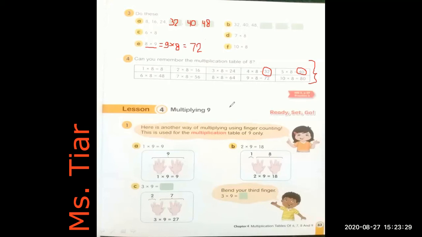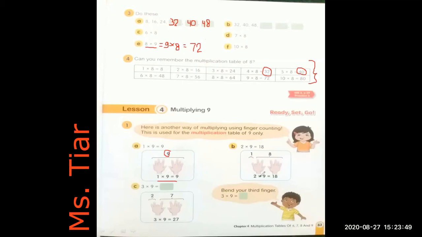You guys understand? Okay, now we go to multiplying by 9. Well, actually, this is very easy. How? Because you can use your fingers like this. So if you want to know 1 times 9, you close one finger here, and then you get the answer: 1, 2, 3, 4, 5, 6, 7, 8, 9. So 1 times 9 or 1 9 is 9.